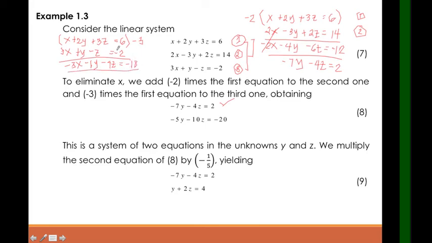Okay. So here we can now cancel this. Therefore, y minus is that? I think that is 6, no? Okay, so this is negative 5, correct? Negative 5y, and then this one is negative 10z. This one's negative 20, so it satisfied the given example. Now, this is a system of two equations in the unknowns y and z.